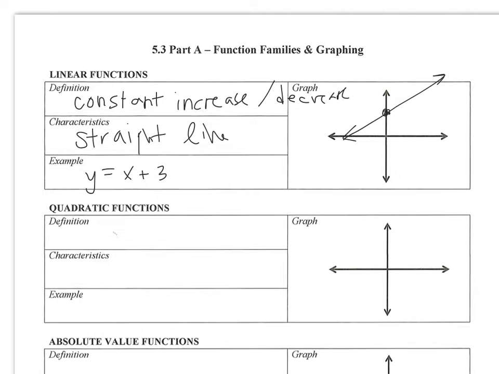So a linear function makes a straight line. So a linear function can be a straight horizontal line, or it can be a vertical line, but if it's a vertical line it's no longer a function because it's not passing the vertical line test.